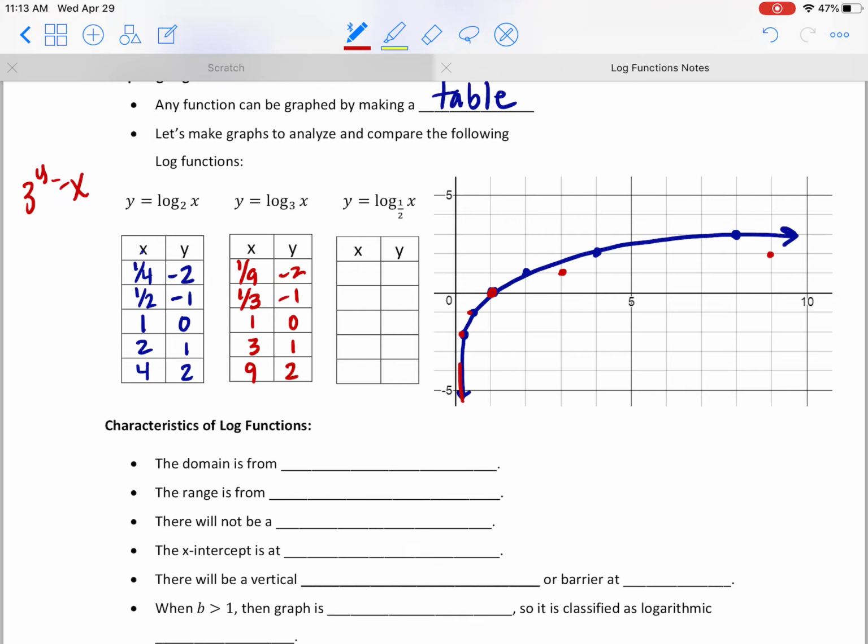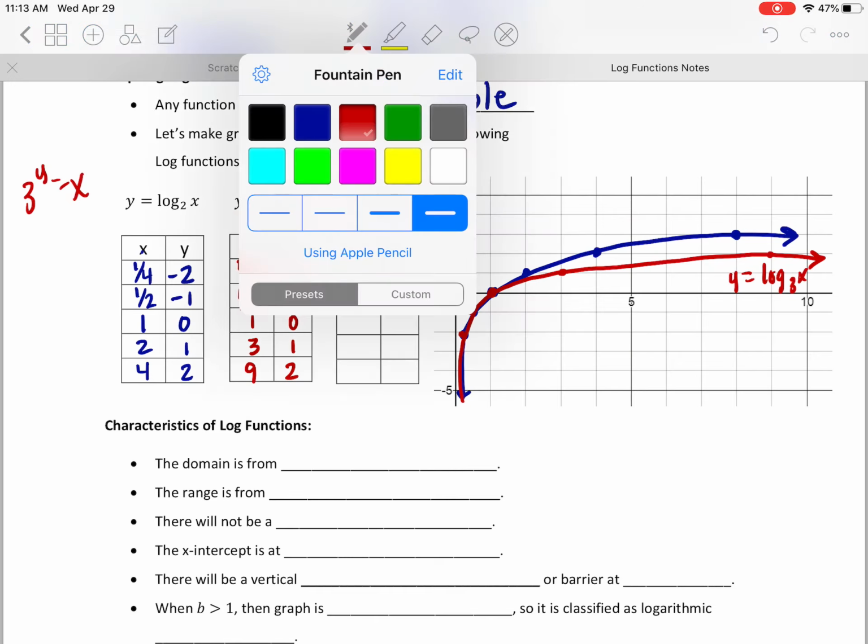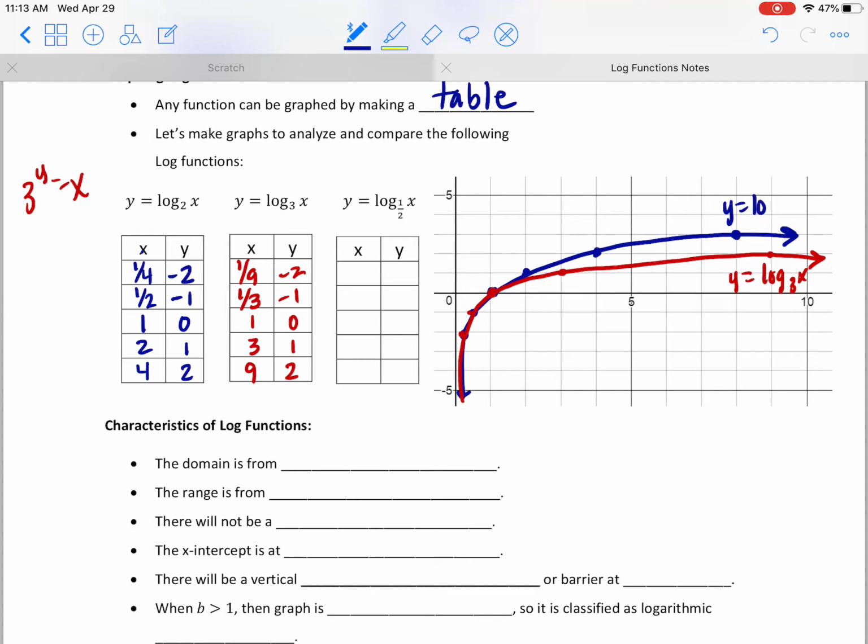So this side of the graph is going to look pretty similar. At 1/9, we're down here. Well, I don't know, you're not going to be able to tell the difference between these. At 1/3, we're at negative 1. This is the same exact point. But then (3, 1) and (9, 2). And so this part of the graph looks pretty similar, but it's flattened out here a little bit. So this was the log base 3 of x. And this one was the log base 2 of x.